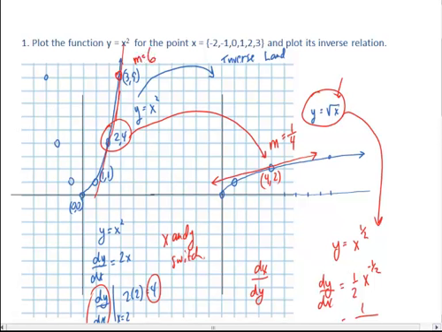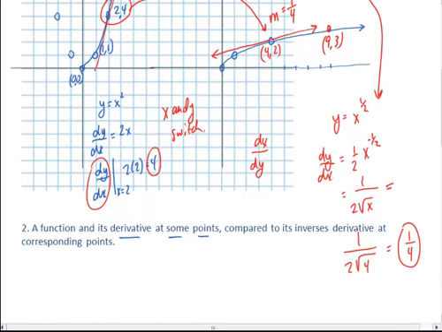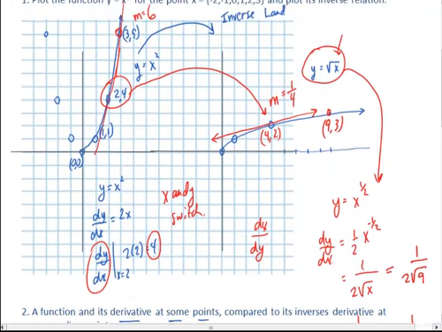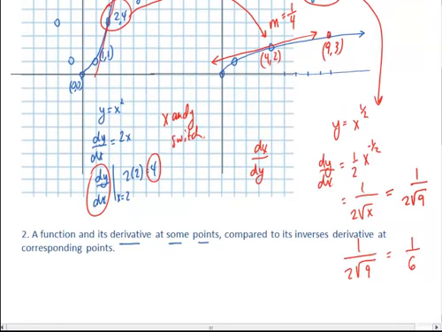If you come over to this point at (9, 3), and you plug in the x value into this equation, you would have a slope of 1 over 2 root 9, which would give you a slope of 1/6, showing that not only the x,y pairs switch between inverses, but the derivatives become the reciprocals at corresponding points. So let me write that down.